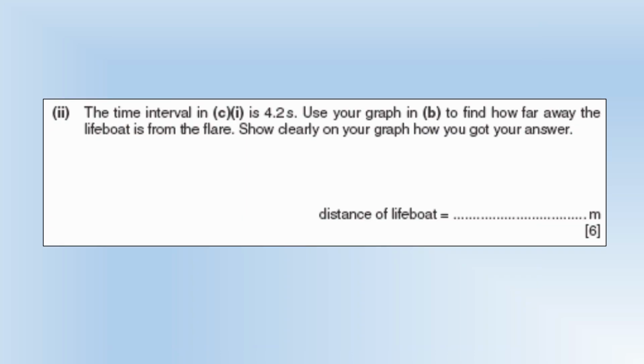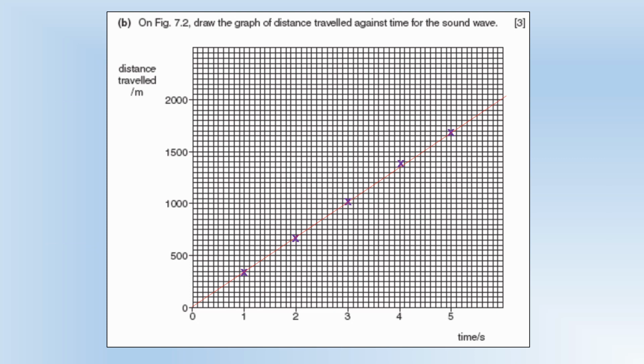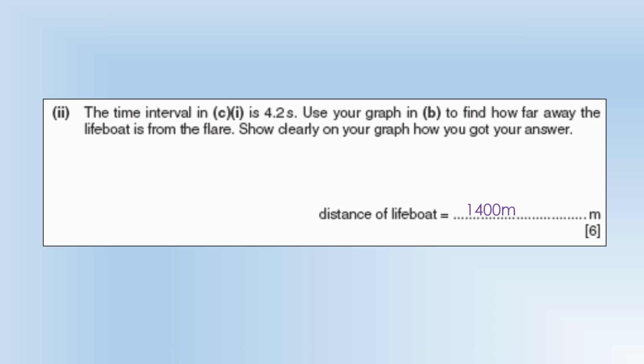Time interval is 4.2 seconds. Use your graph to find out how far away the lifeboat is from the flare. Show clearly on your graph how you got your answer. So essentially what we need to do is draw a line up at 4.2, draw a line across, and we can see it's 1400 meters.